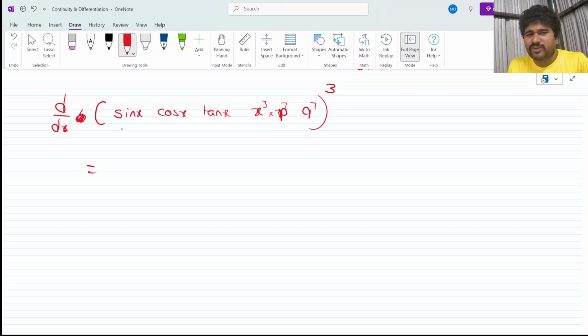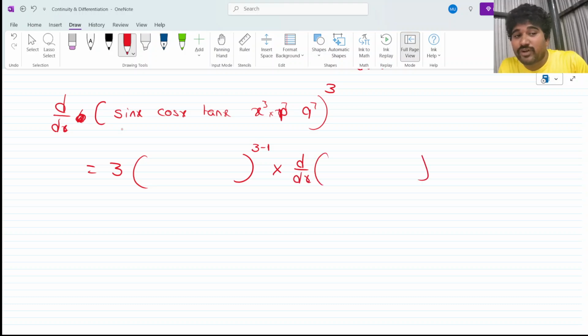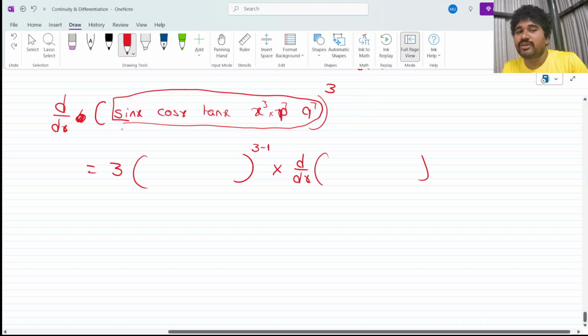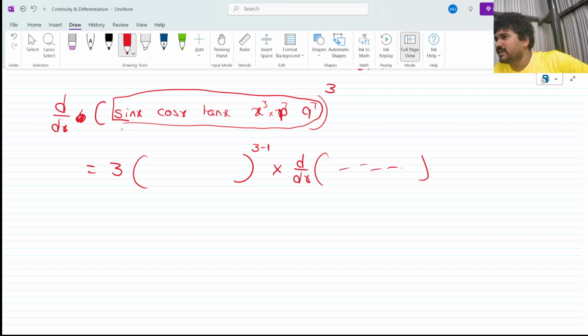d by dx of this, which is equal to 3 into whatever is there inside power 3 minus 1 into differentiation of whatever is there inside. That all I am going to write. How do we proceed? That is secondary. I want you to reach that first step. Are you clear with this, everybody?